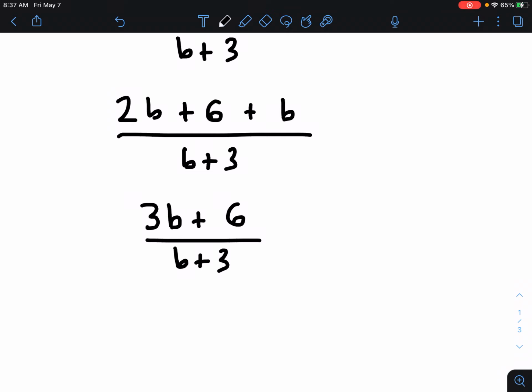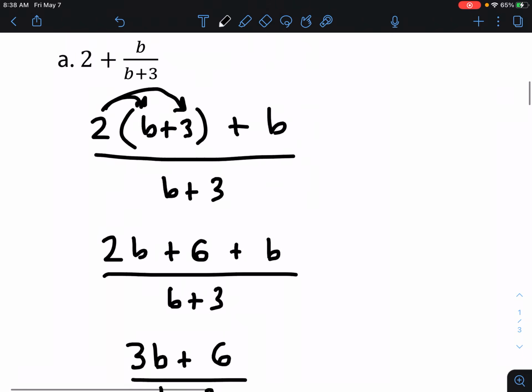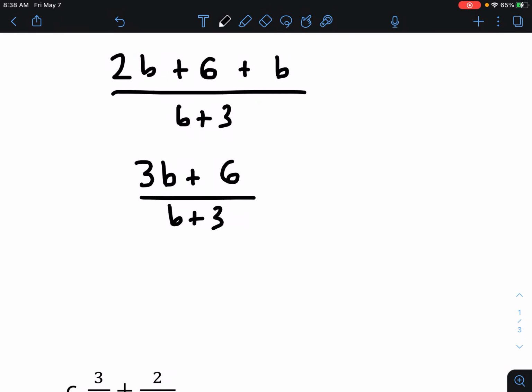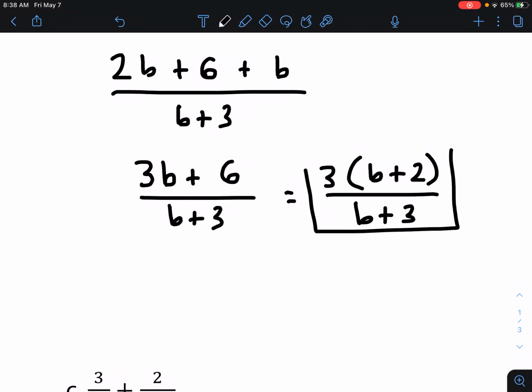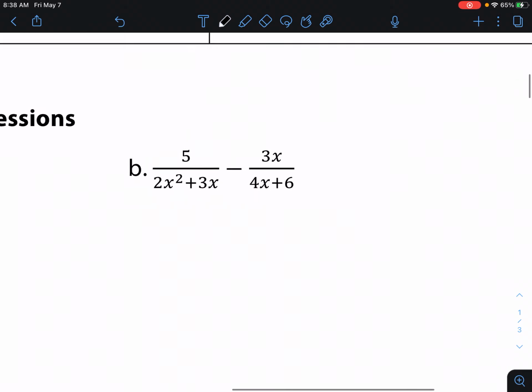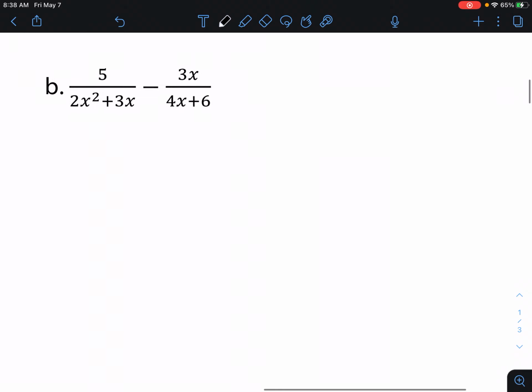I was kind of hoping this would go somewhere, but it's not. So we can factor out a 3 up on top, but then we can't really go anywhere from there, so that's it. Okay? So when you're dealing with whole numbers, there's a quick and easy trick for doing them. All right, so let's look at another one.